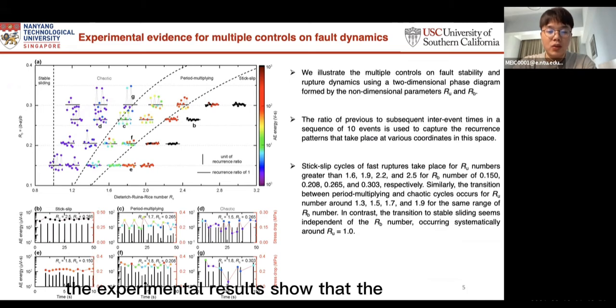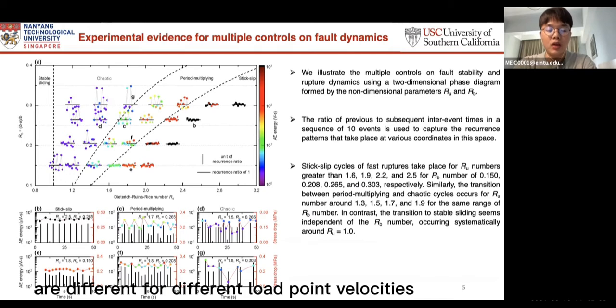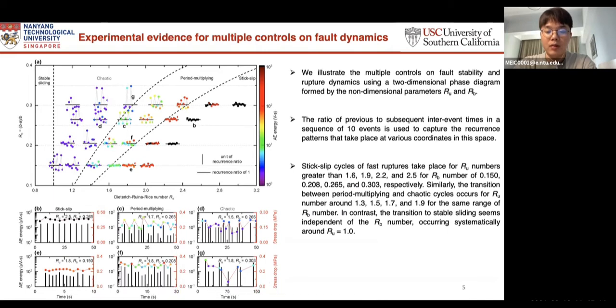The experimental results show that the full spectrum of slip behaviors can occur at all load point velocities, but the domain boundaries between stick slip, period multiplying, and chaotic cycles are different for different load point velocities. But the transition to stable sliding seems independent of the Rb number. It occurs at around Ru equal to 1.